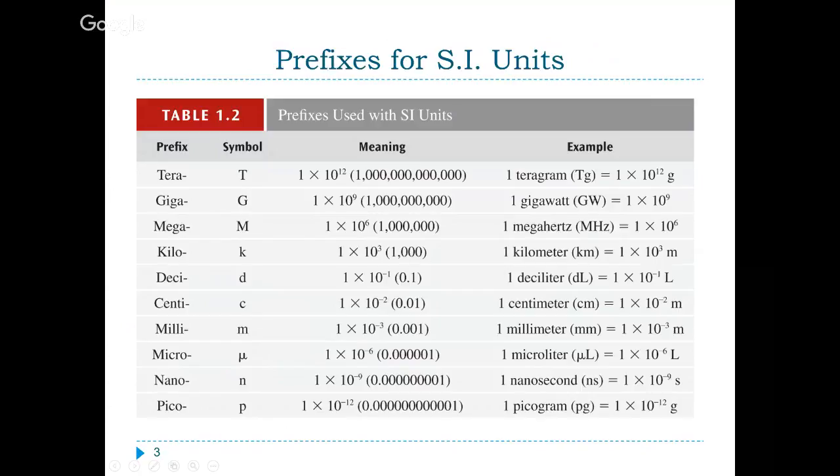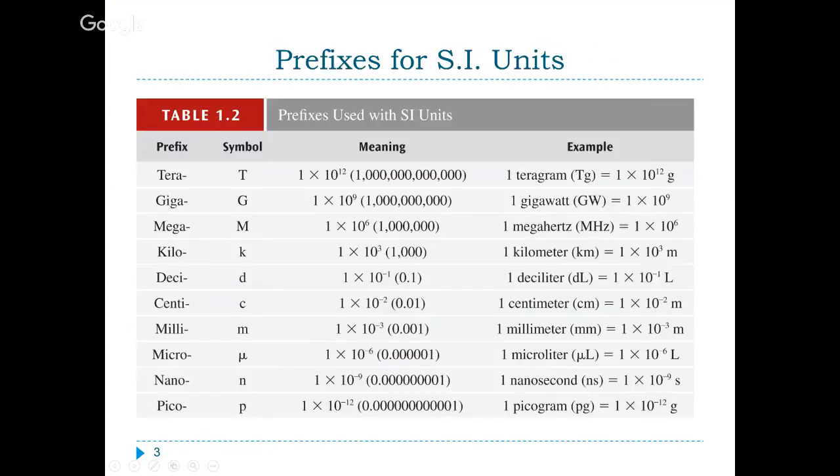So in looking at this, what does this mean? A kilogram is 1,000 grams. A megagram is 1 million grams, etc. A decigram is 1/10 of a gram. A centigram is 1/100th of a gram.